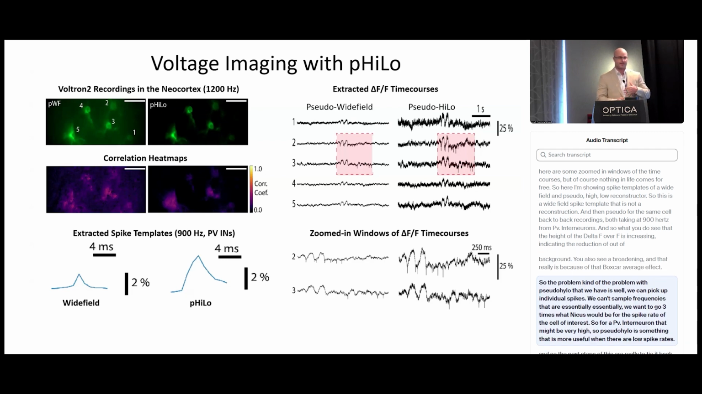So the problem with pseudo-HiLo that we have is, well, we can pick up individual spikes, but we can't sample high frequencies. Essentially we want to go 3 times what Nyquist would be for the spike rate of the cell of interest. So for a PV interneuron, that might be very high. So pseudo-HiLo is something that is more useful when there are low spike rates.